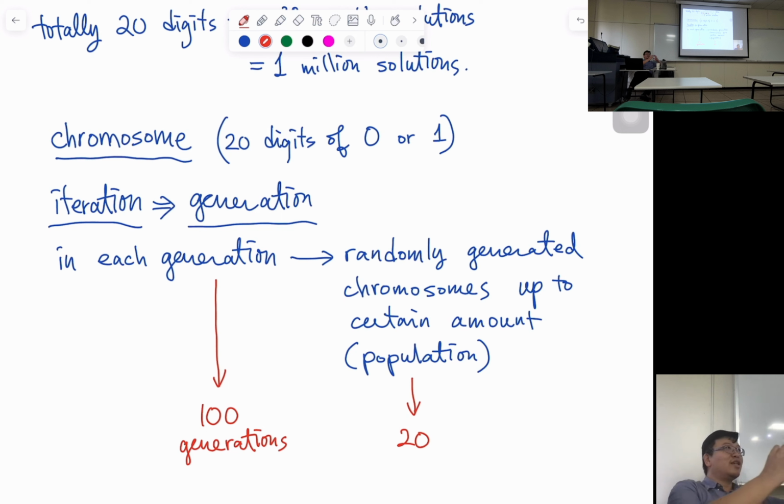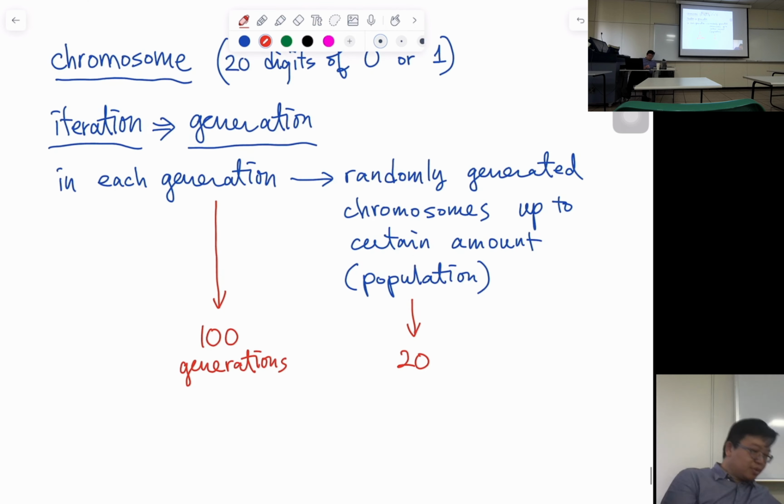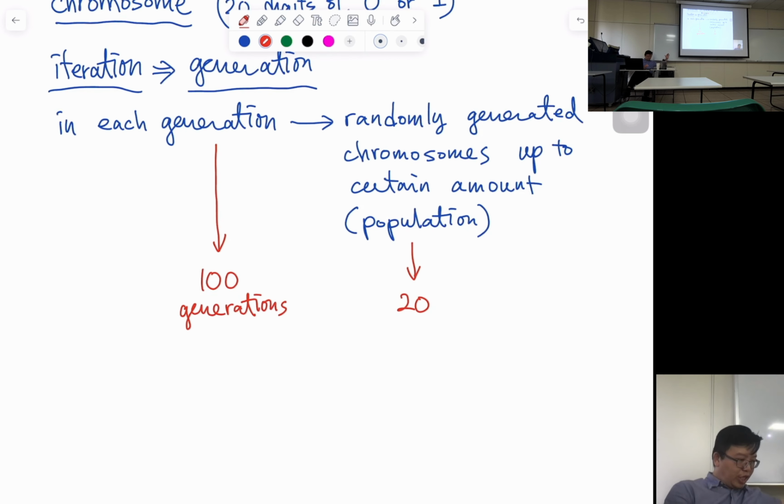And hopefully I can find the global optimum out of these chromosomes that I randomly generate. Okay? So each generation I randomly generate 20. Then you move on to the next one and the next one and the next one. Every time you will be generating around 20 chromosomes.